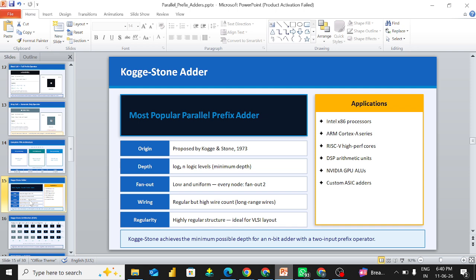Every PPA begins by generating two signals. What are the two signals? Generate and propagate signals. You also need to recall the prefix operation. What is meant by prefix operation?